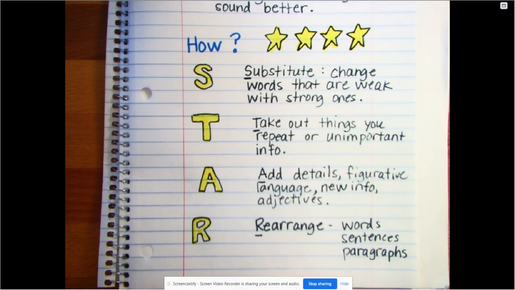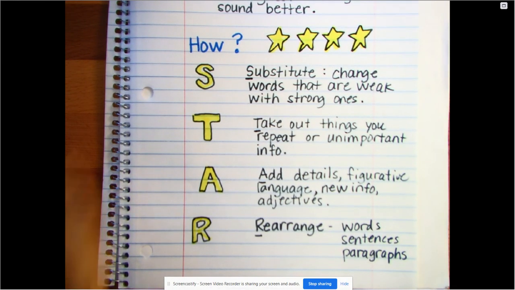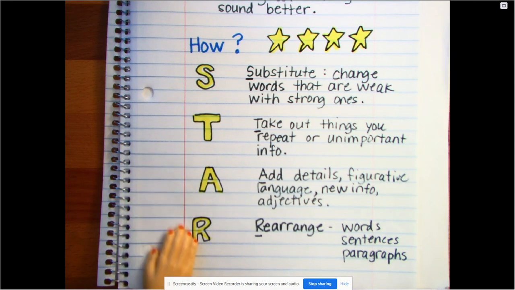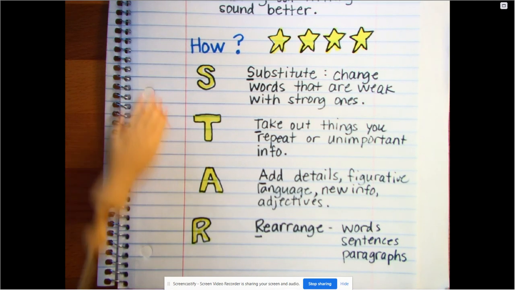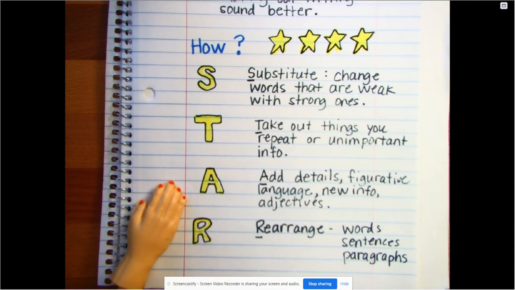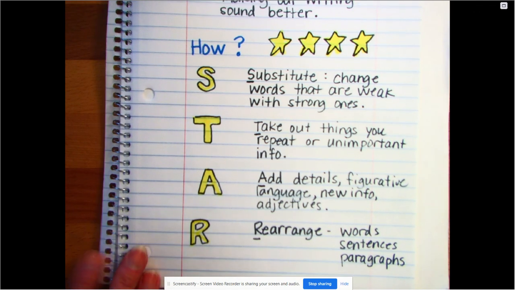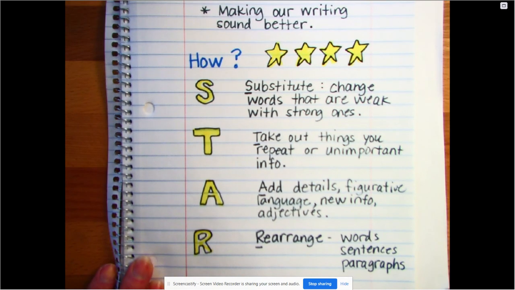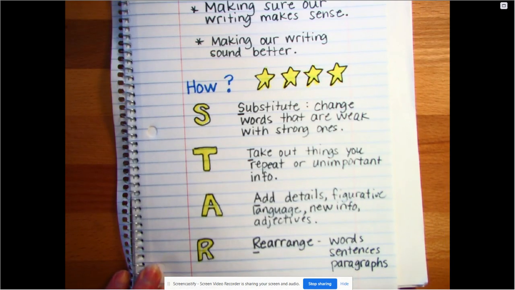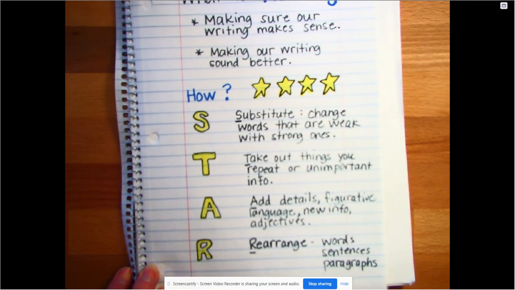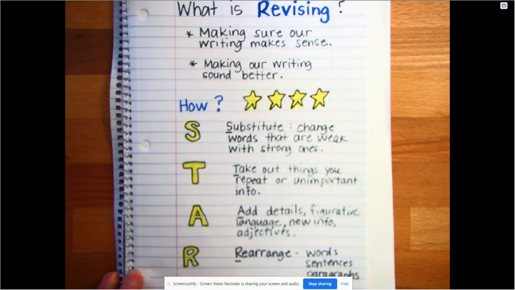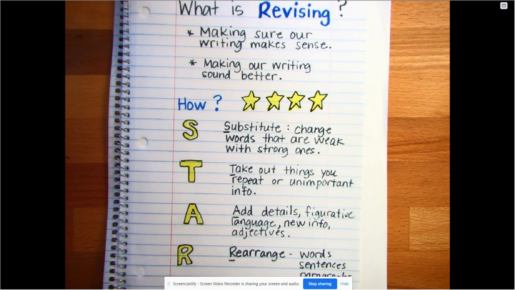And you're going to remember how to revise by spelling out that word STAR. Substitute, take out, add details, and rearrange. I want you to pause the video. I'm going to zoom out here, and I want you to copy this down because revising is something that writers do every time they write. They always go back and reread things. They're always changing things. So make sure that you go back and revise today to make your writing even better.